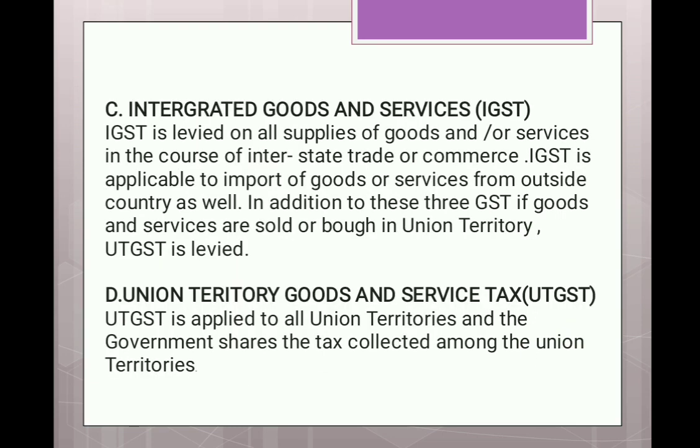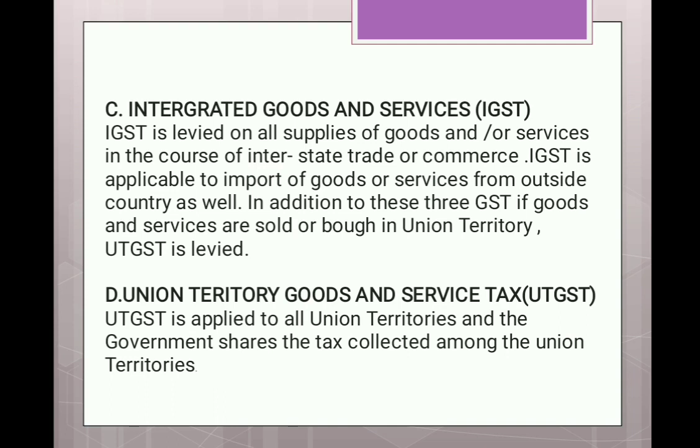And the IGST. IGST is completely opposite of CGST and SGST. That means IGST is applicable when the supply is made between two states. For example, as I already said, when the supply is made between Karnataka and Maharashtra, there are two states, then IGST will be applicable.